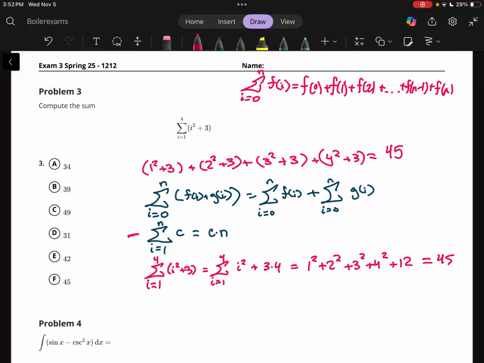Yes, because this adds up to 14 plus 16. My bad, I made a mistake. This should add up to 42. Yeah, 14 plus 16 plus 12 is 42. So the correct answer for problem 3 is E.